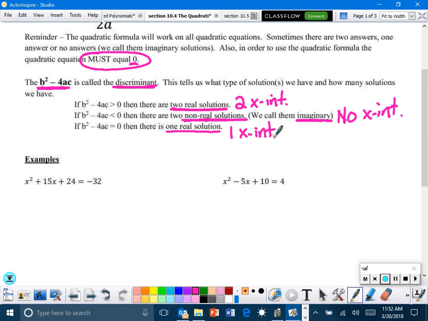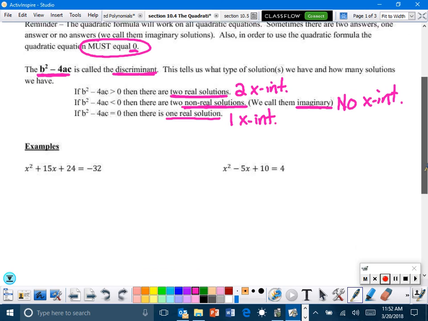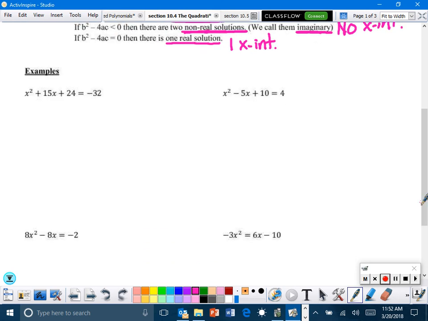All right, I'm going to do 4 of the 6 problems on here. The other 2 problems you need to do along with the assignment. Here we go. So the first problem is this first one. In order to use the quadratic formula, we must set it equal to 0. So we must first add 32. Now our equation is x squared plus 15x plus 56 equals 0.